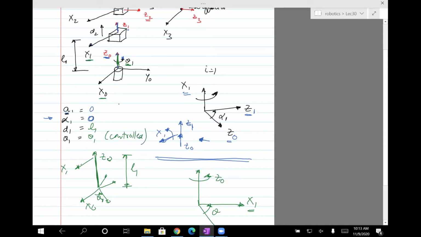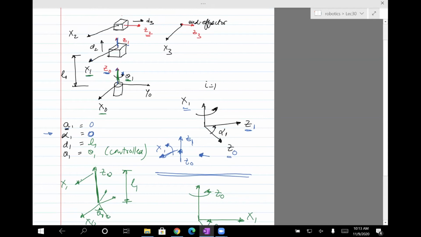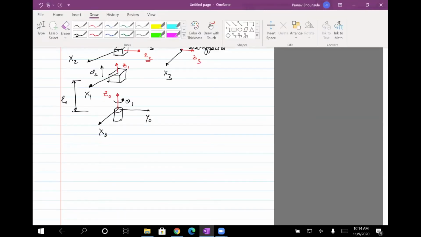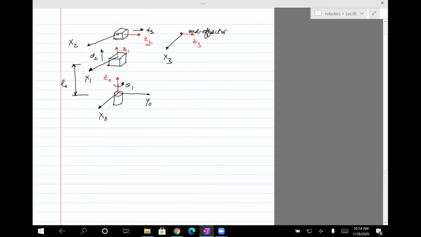Okay, so this basically gives me the 4 numbers for the first line of the DH table. I need to do the same thing for the second and third link. So what I did was I actually copy pasted this figure two more times. Here is the same figure drawn again, and I'm going to try to get A2, alpha 2, D2, and theta 2.